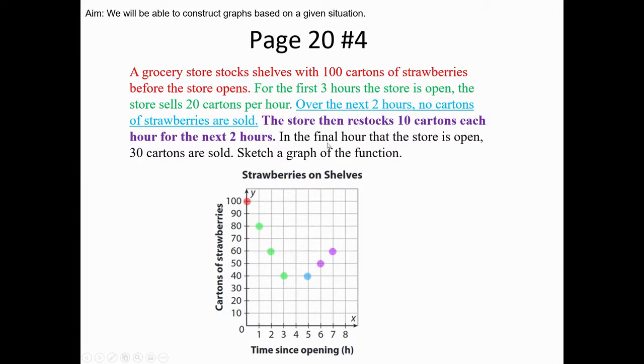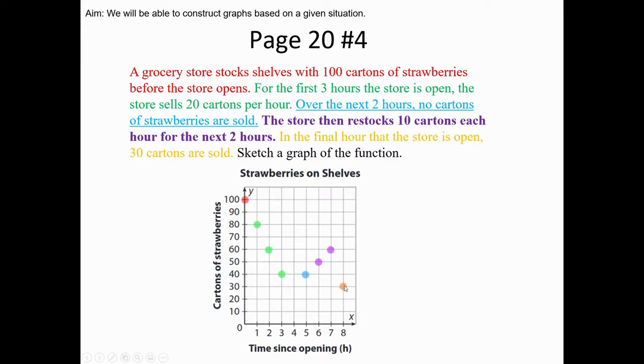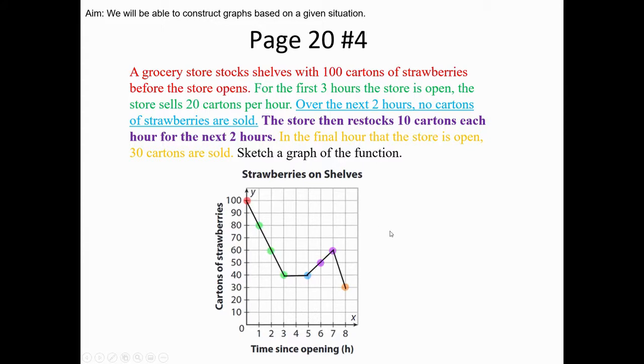Finally, it says in the final hour that the store is open, 30 cartons are sold. Man, strawberries are selling pretty hotly, right? But for 30 in the next hour, I'm at 60. I'm going to go down all the way to 30 right here. It drops down because it sold 30 cartons, right? 60 minus 30 is 30. Now that we have that, I'm just going to do this in one go, guys. I can connect all my dots, and we're done.